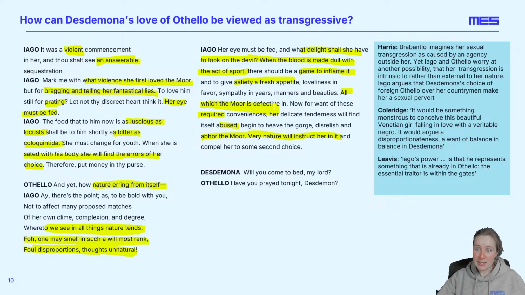And he says these are all things the Moor does not have, is defective in, so he fails these things. And these things are required. And if they're not fulfilled, then Desdemona herself will be abused.